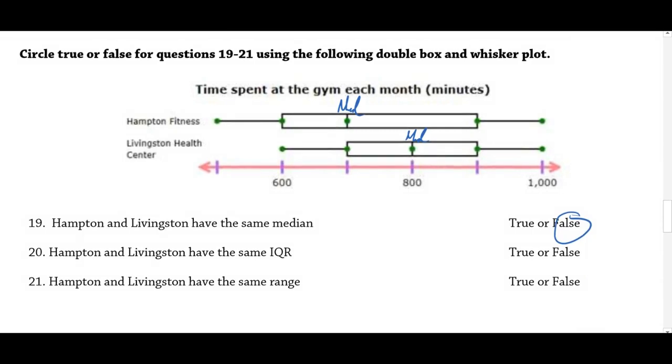All right, next part here, we have Hampton and Livingston have the same IQR. So to calculate the IQR, we're looking at the Q1 and Q3 of each one. So there's for my top one, those are like the second to last from each side. And I'm looking here, this is my Q1 here, and my Q3 here. So for the top one, these numbers, I have 800 and 1,000.